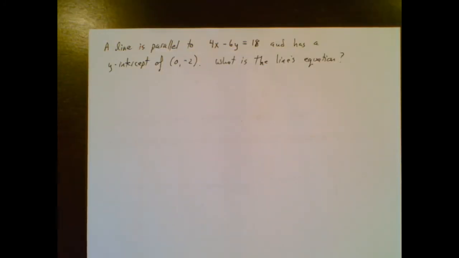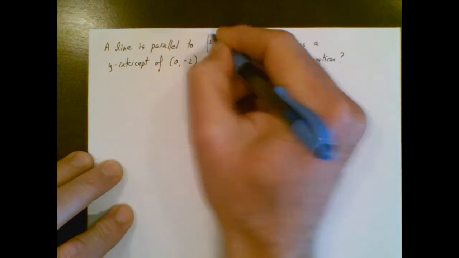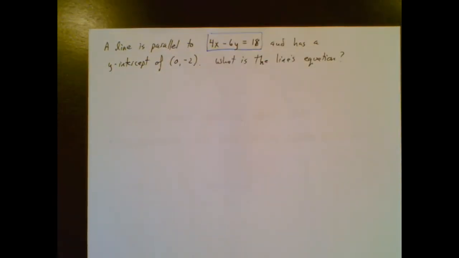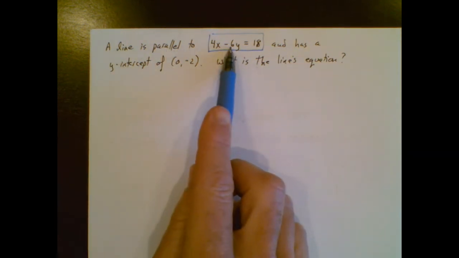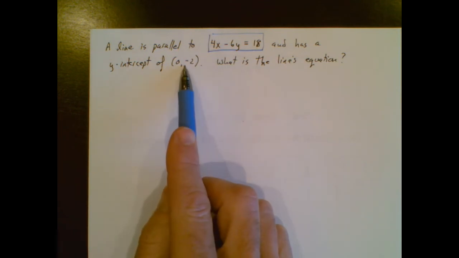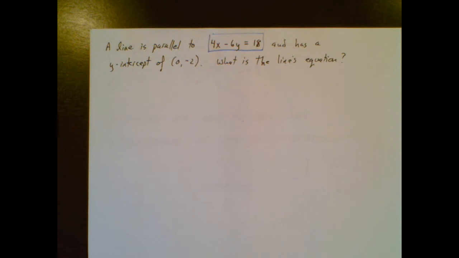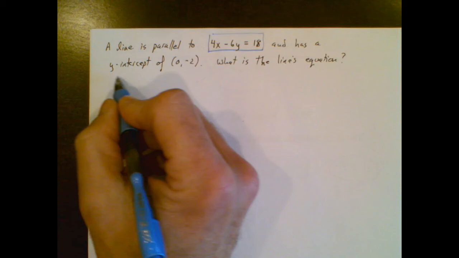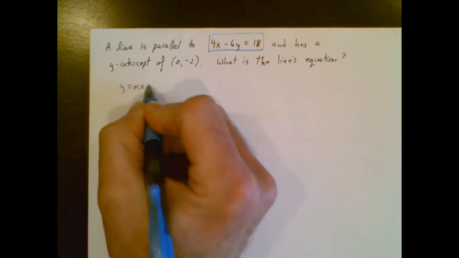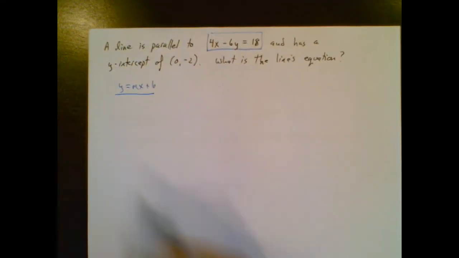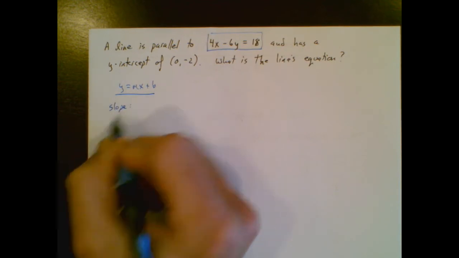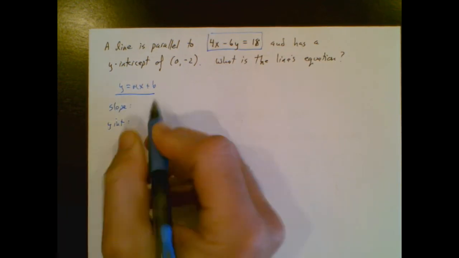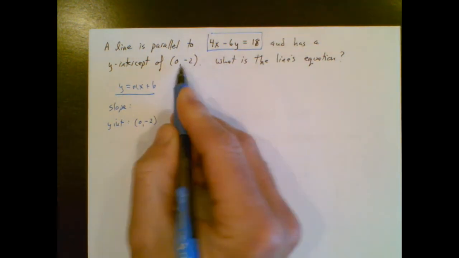Okay, one last problem. We have a line that is in standard form, and we know that the line that we want to work with is going to be parallel to that line. And the line we want to work with has a y-intercept of (0, -2). So what is the equation of this line parallel to this, with this y-intercept? Well, as soon as I have a y-intercept, I realize that I prefer to use y equals mx plus b because I need a slope and I need a y-intercept. They already gave me the y-intercept.